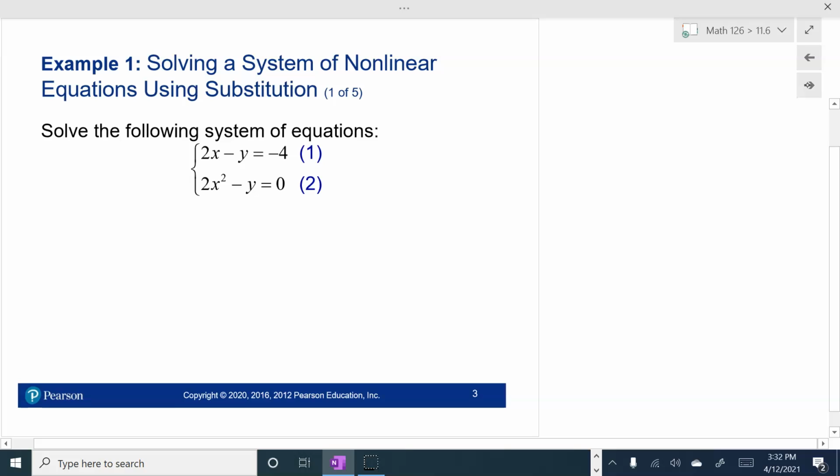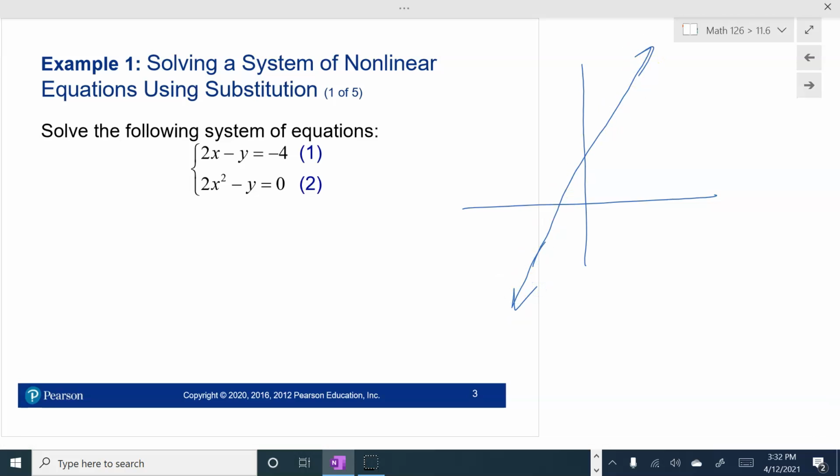If we're thinking about the first one here, we've got the first equation, a linear equation, right? That's y equals 2x plus 4. If we were to graph that, you've got some line, y equals 2x plus 4. And then the other one, 2x squared minus y equals 0. So we've got a quadratic, y equals 2x squared. I know I'm not drawing these perfectly, but if you were to graph these, you'd see we've got likely two solutions.